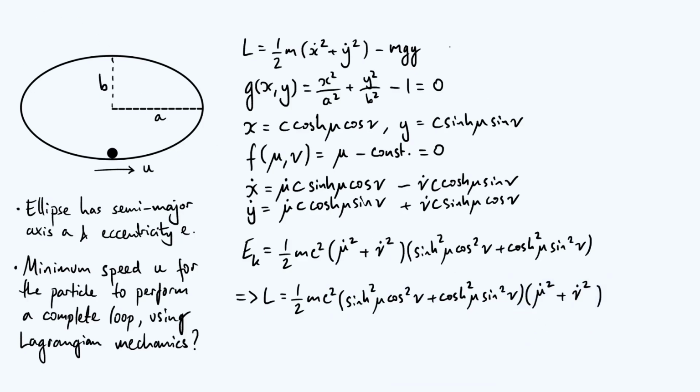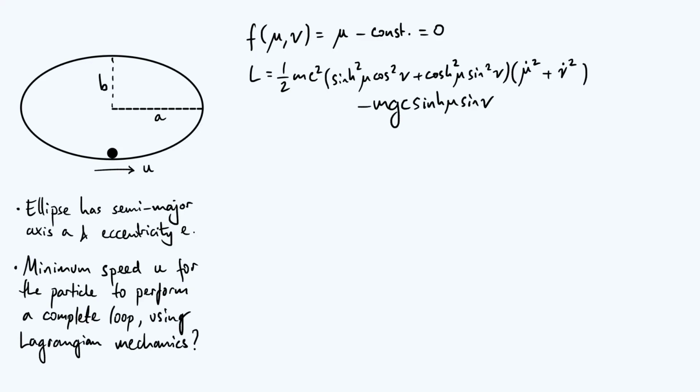And then we have to subtract off the GPE, which is minus mgy. But that's easy to deal with because we know that y is c sine mu sine nu. So I just put down here minus mgc times sine mu times sine nu. So there is our full Lagrangian in elliptic coordinates.